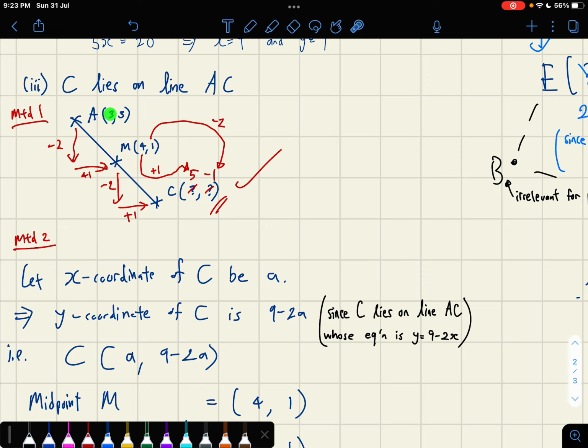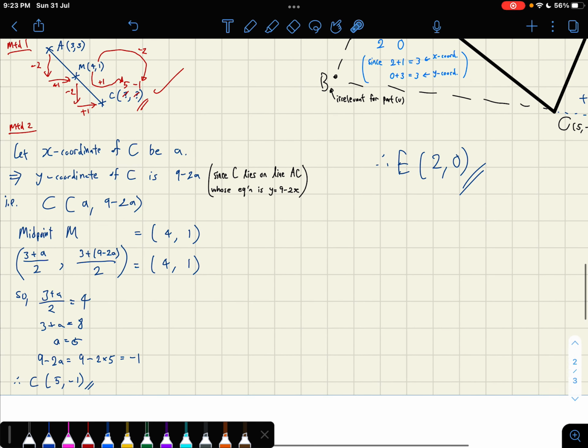How did I get that? You go from 3 to 4, you have to plus 1. You go from 3 to 1, you have to minus 2. So you repeat the same procedure, plus 1 and then minus 2. So as a result, you'll end up with 4 plus 1, 1 minus 2. Then the final coordinates of C will be (5, -1). That is method 1.